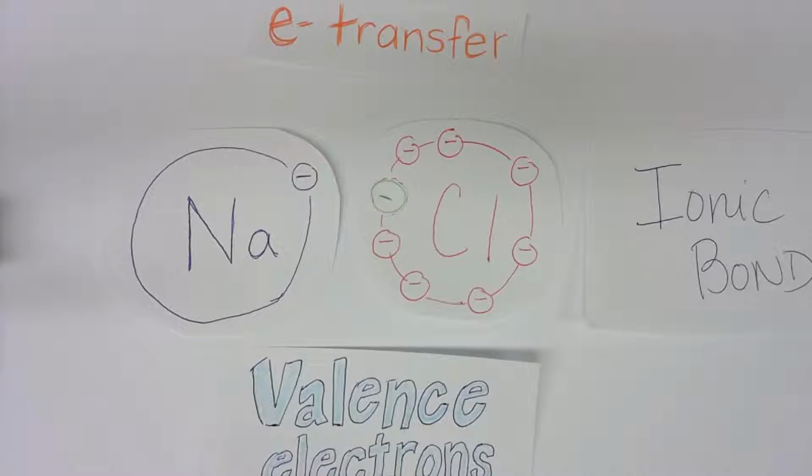You have a cation, which is sodium, and you have an anion, which is chlorine. Cations are positively charged, anions are negatively charged.